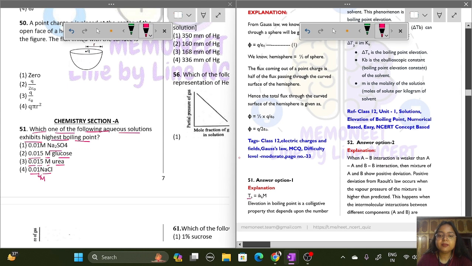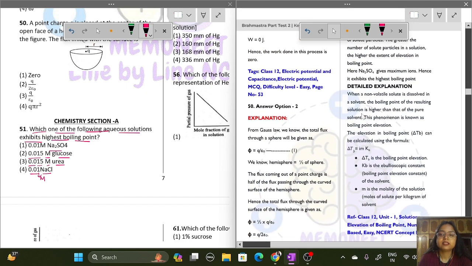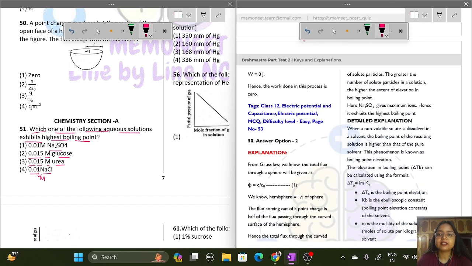We know that delta Tb is equal to i Kb into m. Tb is the elevation in boiling point. Elevation in boiling point is a colligative property and depends upon the number of solute particles. The greater the number of solute particles in the solution, the higher the extent of elevation in the boiling point.